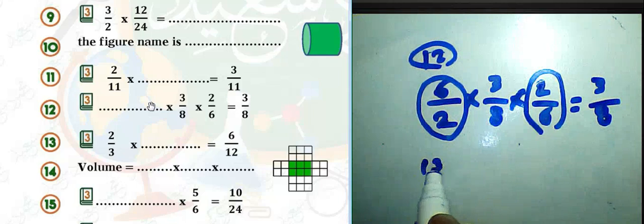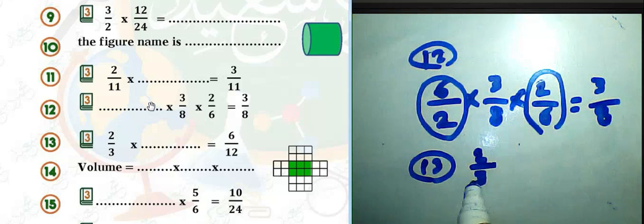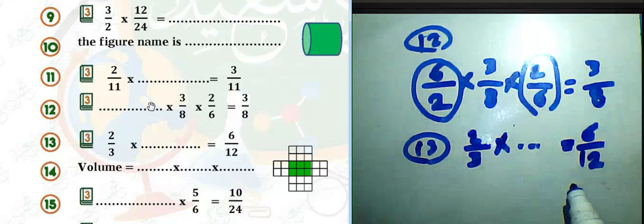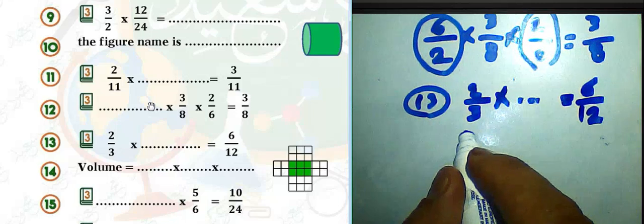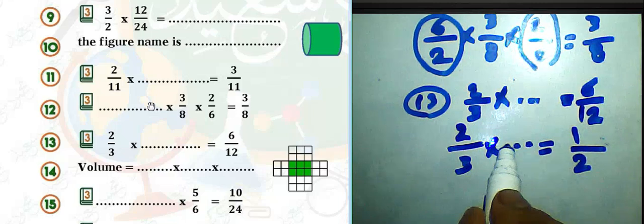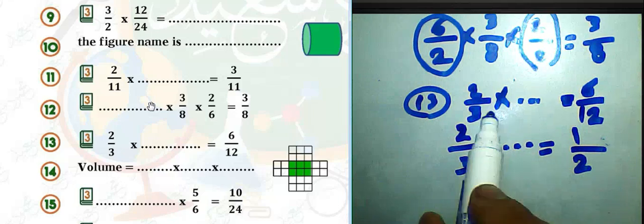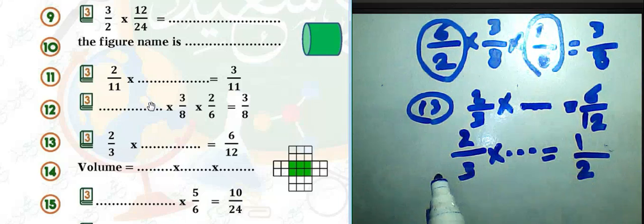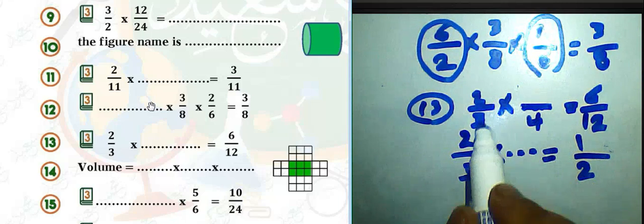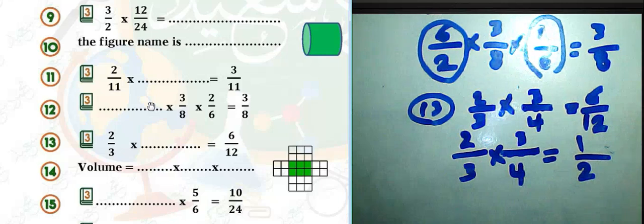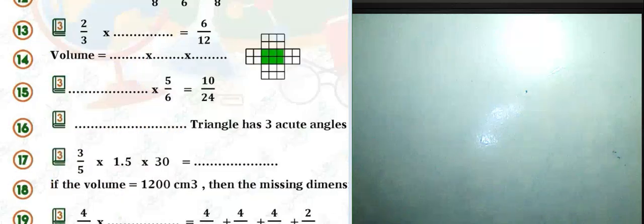Okay, question 13. 2 over 3 multiply space equals 6 over 12. We know 6 over 12 equals half. Then 2 over 3 multiply what equals half? Who can tell me? 2 times 3 equals 6, and 3 times 4 equals 12. In the first step, 3 times 4 equals 12, and 2 times 3 equals 6. Then the result will be 3 over 4. Okay, write 3 over 4 here. Question 14.